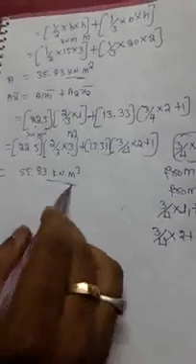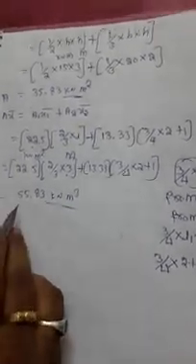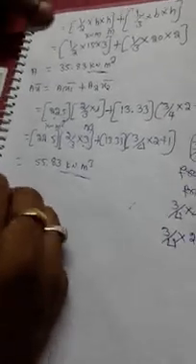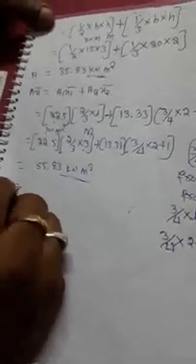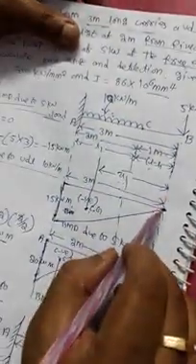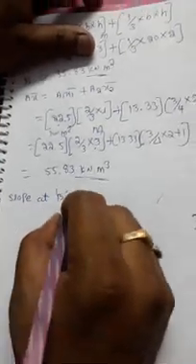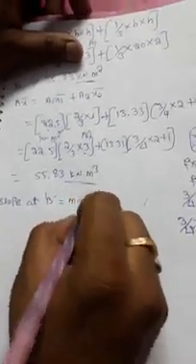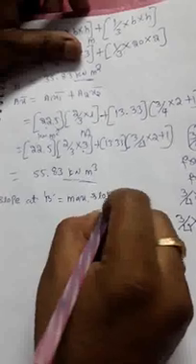So kilonewton into meter square into meter gives kilonewton into meter cube. After getting the area of the BMD and AX bar, we get the maximum slope and deflection. For this diagram, the maximum slope and deflection occur at point B, the free end. That free end is nothing but B. So the slope at B is equal to the maximum slope.